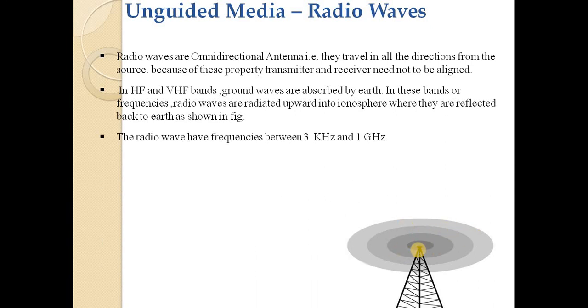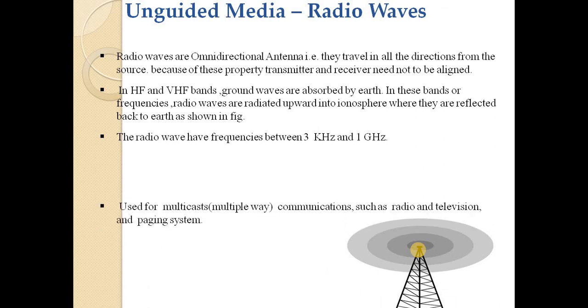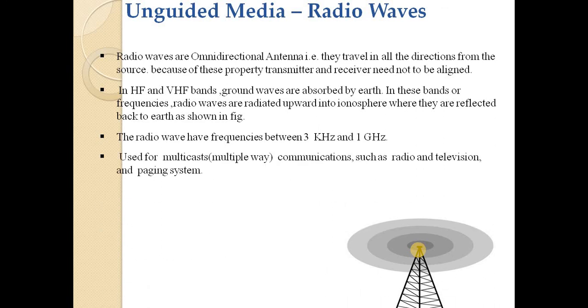Next, these radio waves have frequencies between 3 kHz and 1 GHz. They are used for multicasting, meaning multi-way communication. It is used in radio, television, and paging systems, as well as in cordless radio and wireless LANs.